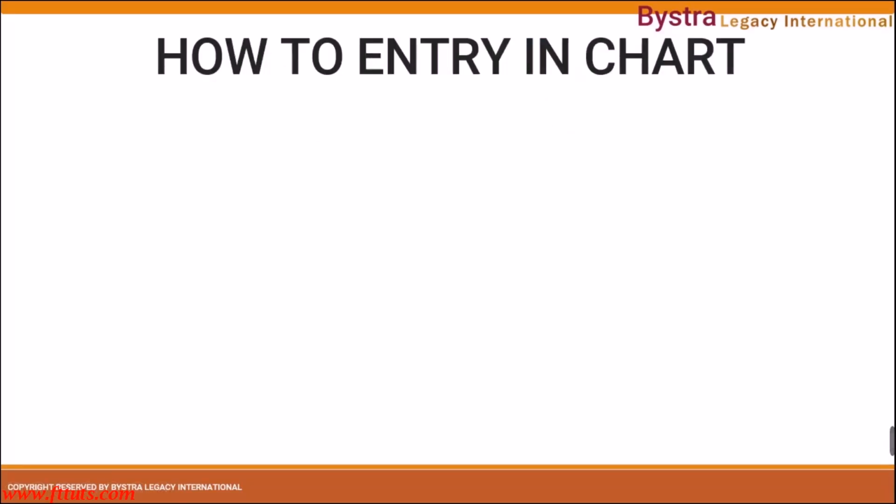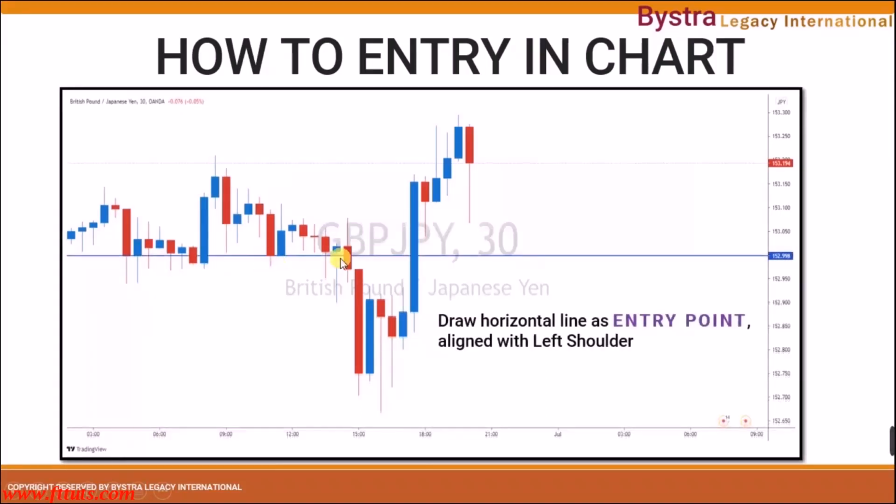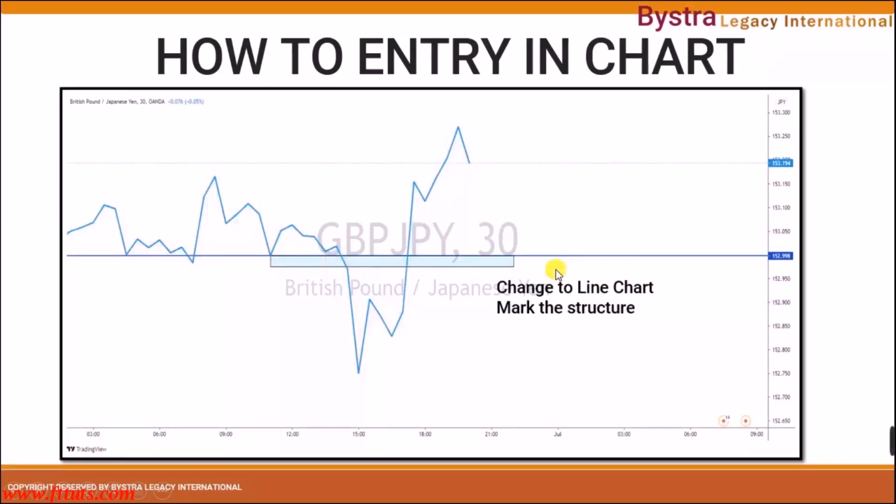Now let's look at how we enter in the chart. Here there is a pair GBP JPY on an M30 time frame. There's a QM pattern here. Let's mark the horizontal line as our entry point. This is our left shoulder, and then we mark the zone up to the wick, so it's easy for us to monitor. We change to the line chart, and then let's mark the structure.